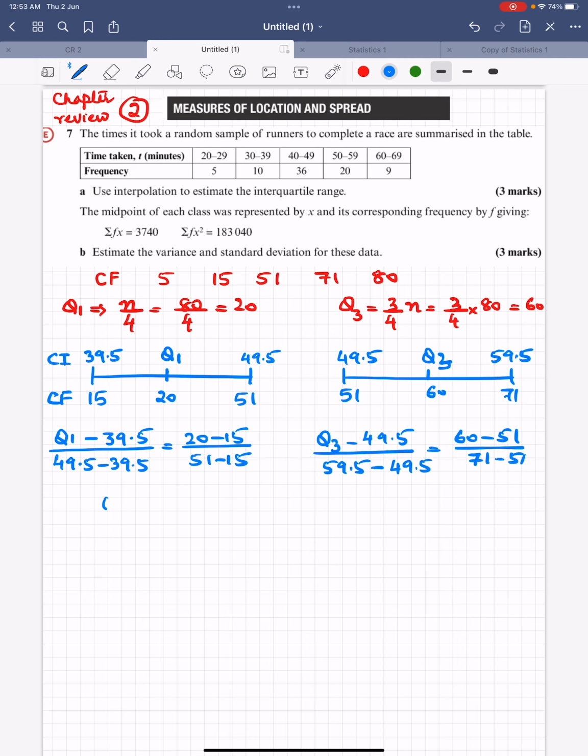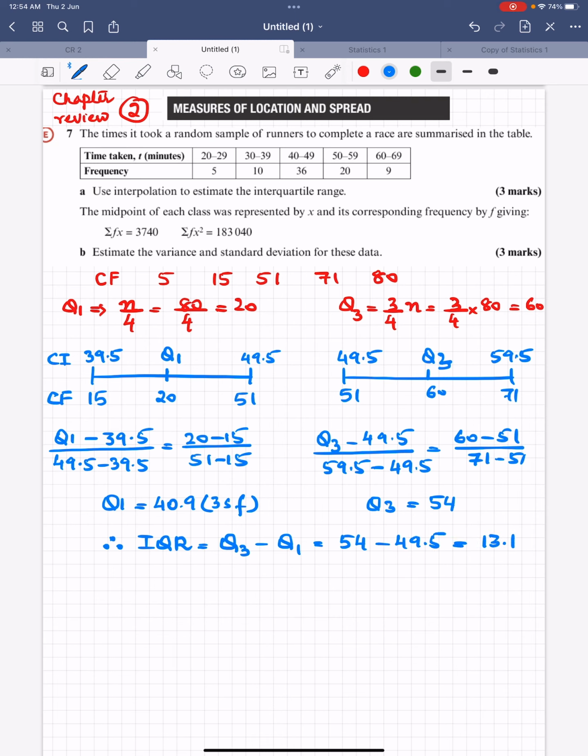So we get the value of Q1 after calculation as 40.9, to 3 significant figures, and the value of Q3 as 54. Therefore the interquartile range, IQR, will be the upper quartile minus the lower quartile, which is equal to 54 minus 40.9, and that is 13.1.